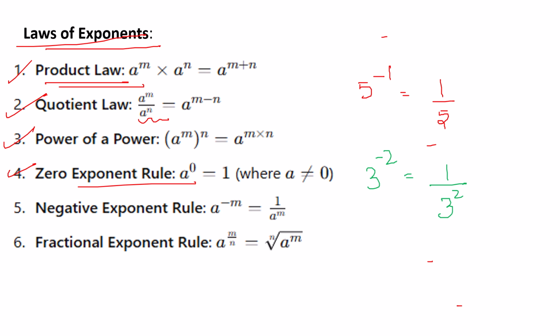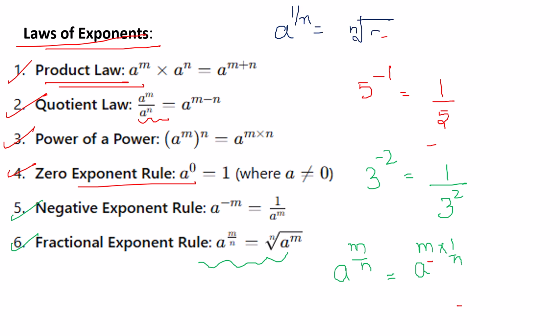Okay. Now the most important and different rule, which we have not learned in the previous class, is a to the power m upon n. You can write it as a to the power m into 1 over n, and whenever you have a power, just look here with my blue pen, when you have the power a to the power 1 by n, it is equal to the nth root of a.